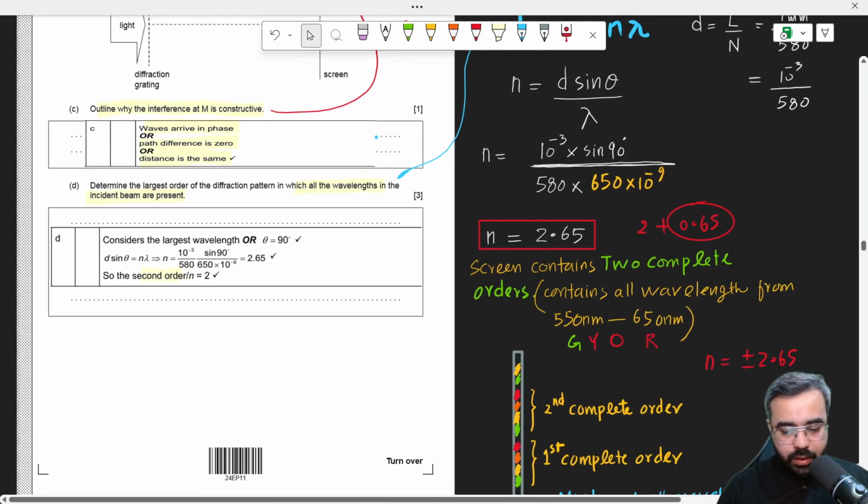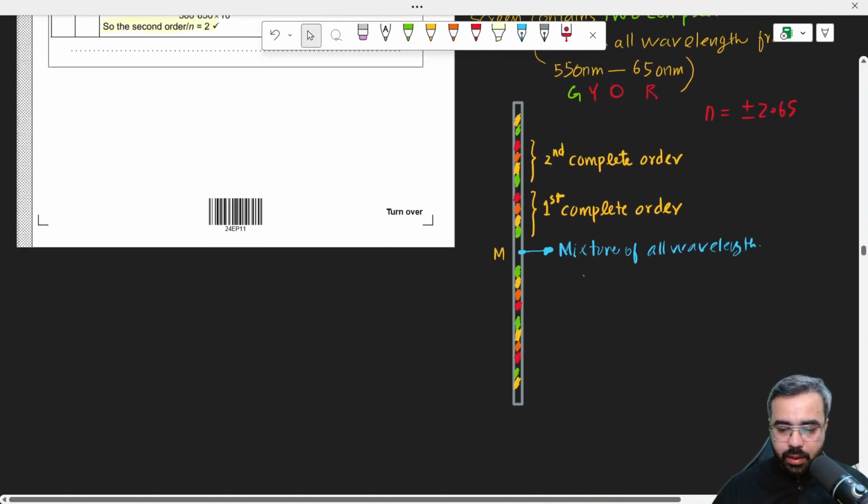So the same answer you see here, n is equal to 2, and I hope this extra explanation was helpful for you.